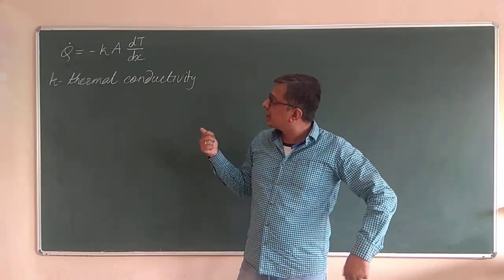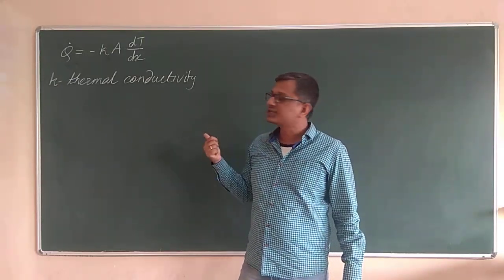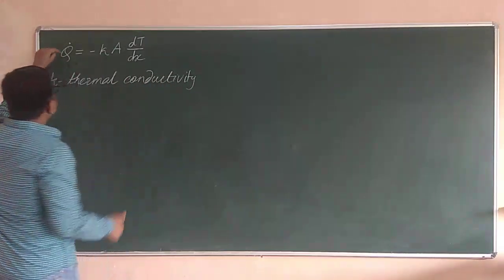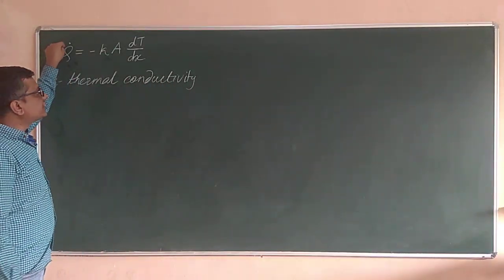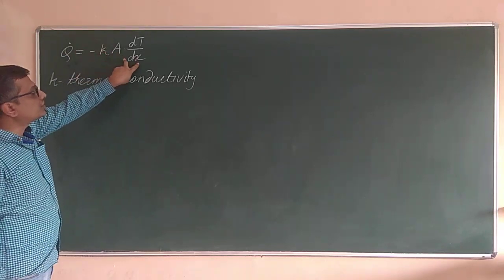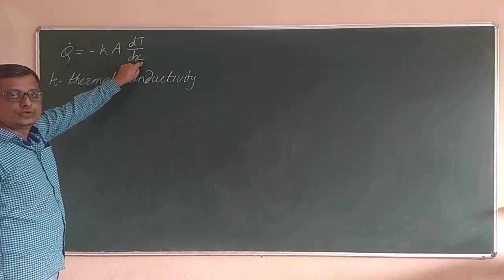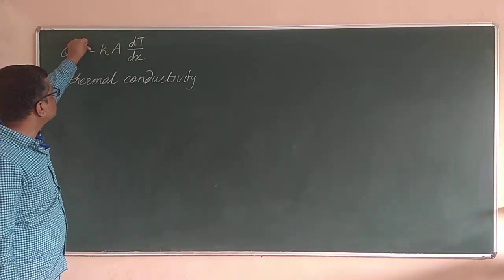The negative sign, we have already discussed about the negative sign. It is taken because the direction of flow of heat is opposite to the direction of the temperature gradient. It means the heat is flowing in the direction of reducing temperature. So that's why we have taken the negative sign over here.